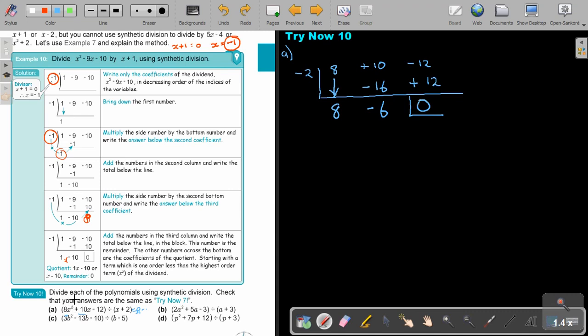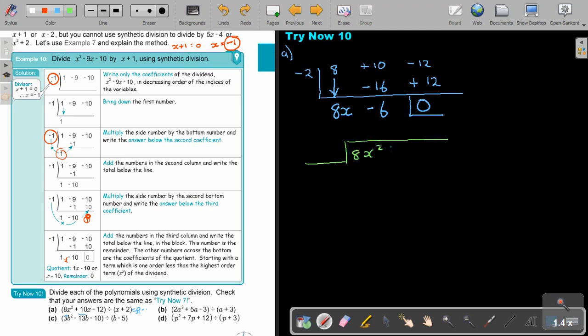And if this was x to the power 2, then it's one index less, so it's x to the power 1. So this is then my quotient, 8x minus 6. And just for this one, I'm going to show it to you. I'm going to do it with long division also. Okay, let's just do it both ways.